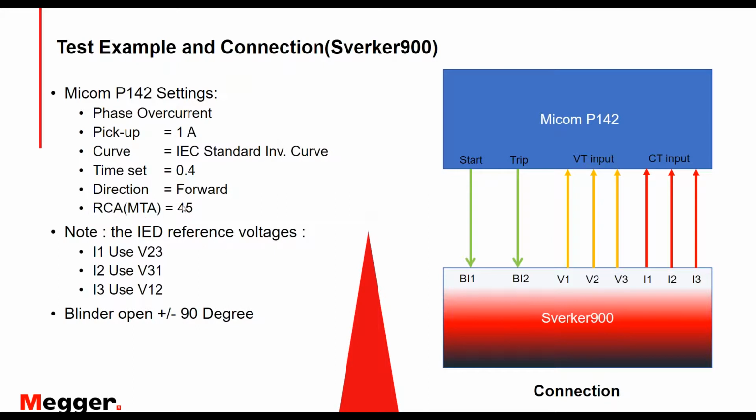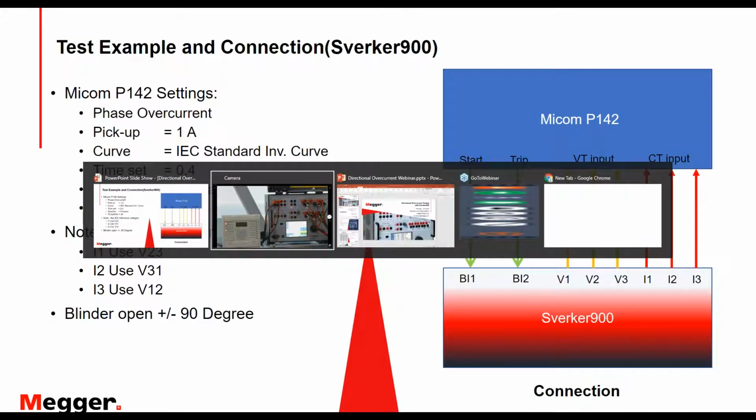The RCA, or the maximum torque angle, is 45 degrees. Note that this IED or relay is using the following reference voltages, which most relays are using, but just as a reminder: for I1 we are using V23, for I2 we are using V31, and for I3 we are using V12. Our blinder is opening plus and minus 90 degrees. So, just a quick show of the setup.